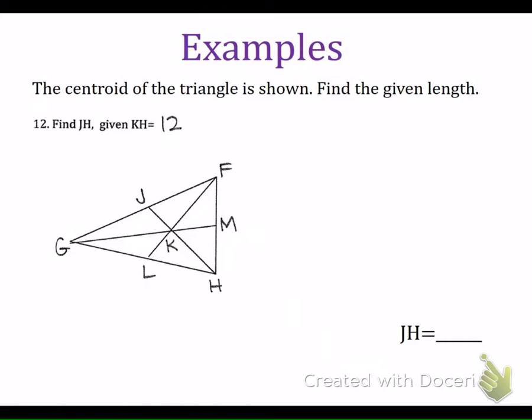All right. I think this is the last one, right? You don't have a surprise example in your notes? All right. KH is 12. Is that the whole thing? The little one, the longer one? That's the longer one. So if I want to find JH, that's the whole thing, right?